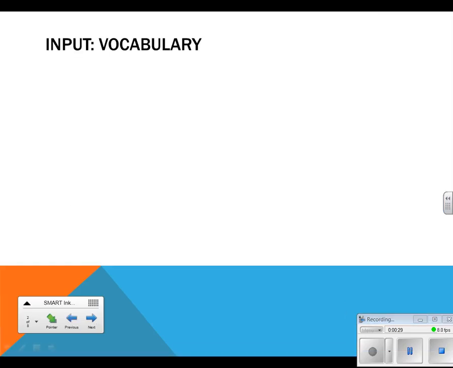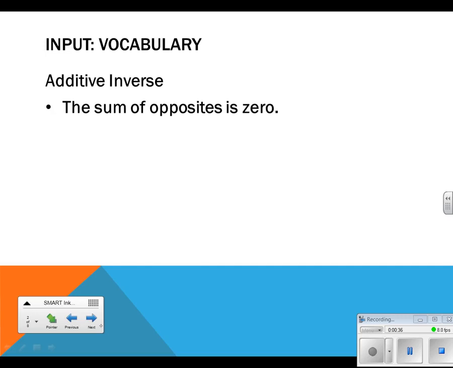We're going to start with vocabulary on the input. One vocabulary term, which is additive inverse. The sum of opposites is 0. Sum is also another word we use when we are adding. You can see additive has that add in there. Think of sum or addition. You're adding, you're putting together. Inverse, we're dealing with opposites, so those are connected. And so whenever we add opposites, we do always get 0.